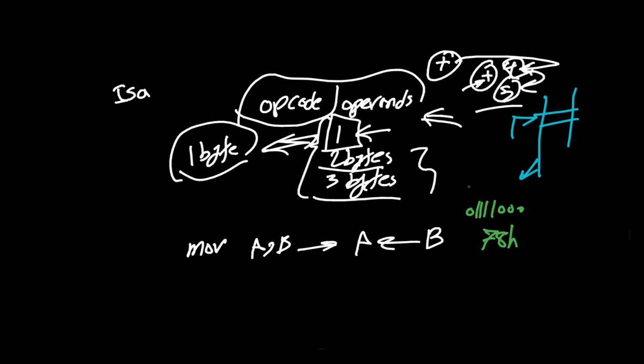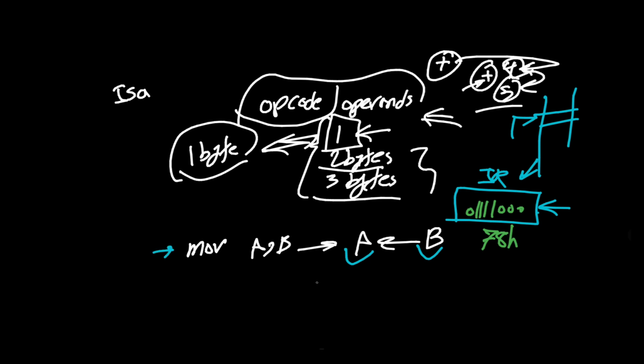This data is fetched and put inside the IR register. Now the CPU looks at this data and figures out that it should move, or transfer, the contents of the B register into the A register. All of this is done with just 1 byte. The instruction length is 1 byte. Both the opcode and the operands are implied in this instruction.